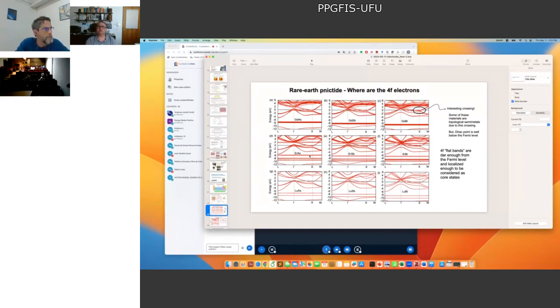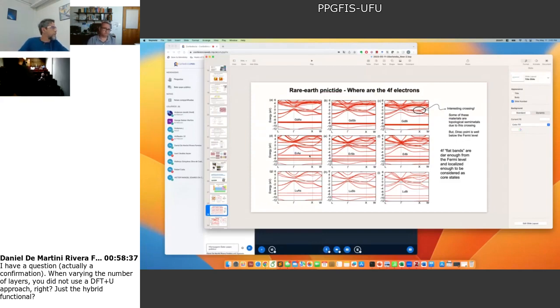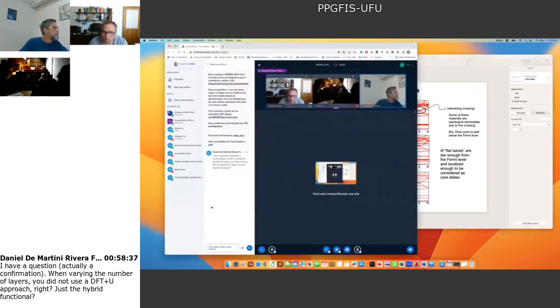Okay. One. Interesting. There is a question here in the chat. You can read it. Can you see it in the chat? I have a question, actually a confirmation. When varying the number of layers, you did not use a DFT plus U approach, right?